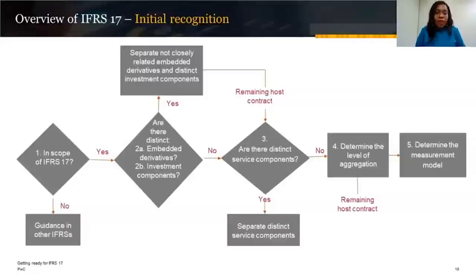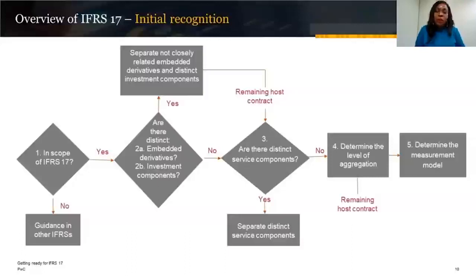IFRS 9. Then you also need to consider if there are any service components within that contract, and consider if those service components are distinct in nature. If they are, they will also need to be separated, and the service components will be measured using IFRS 15, which is your standard on revenue recognition.